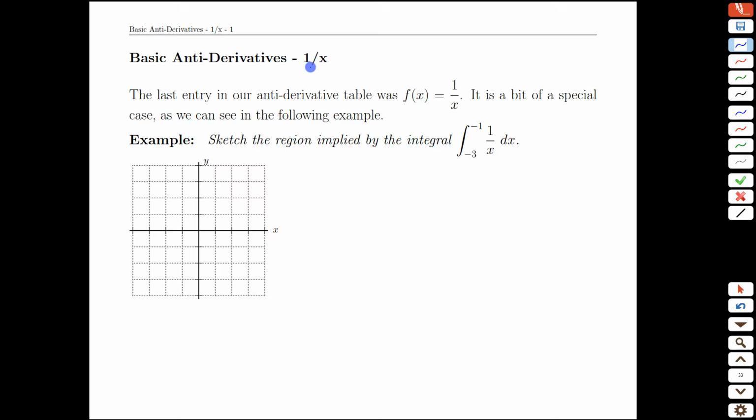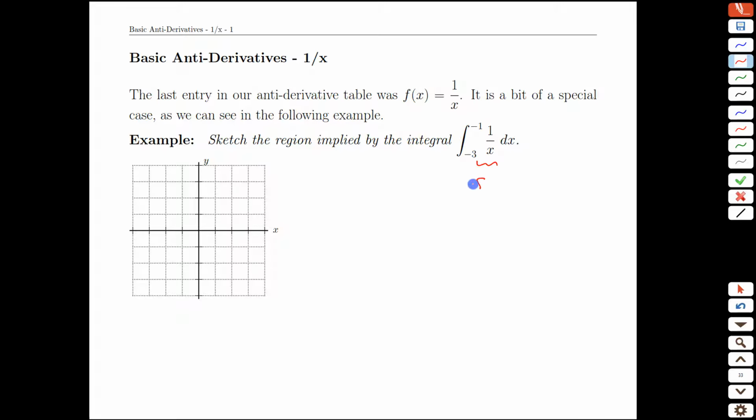Continuing our examples of antiderivative processes, there is one that is worth investigating a little more deeply, and that's the function 1 over x. So it's a bit of a special case. Let's explore that. Sketch the region implied by the integral from -3 to -1 of 1 over x dx.